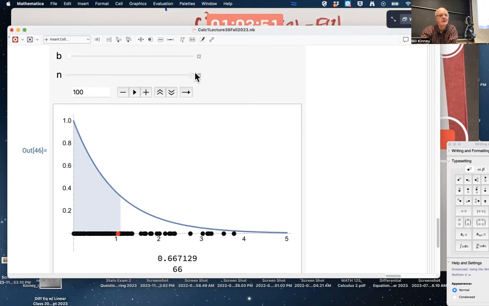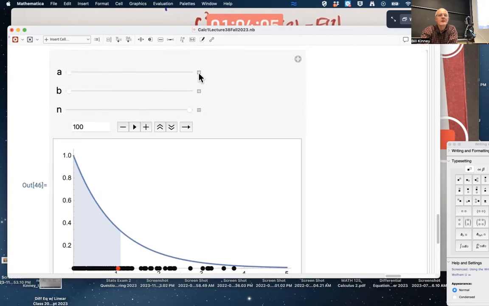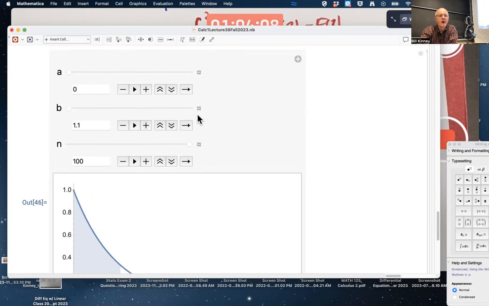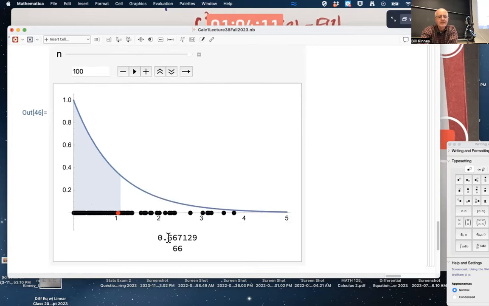There's 100 data values here. I also have the PDF here, and I have an area shaded. What is that area? It turns out it's the integral from 0 to, well, actually 1.1. This number here, 0.667, says that's the area under there. This number, 66, says that for this particular simulation, 66 of the 100 data values are between 0 and 1.1, close to the probability of 0.67 as a proportion of the time that it occurs.